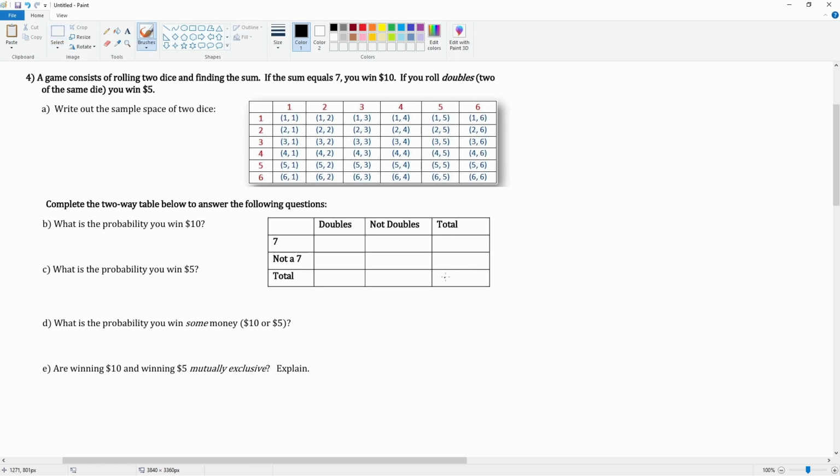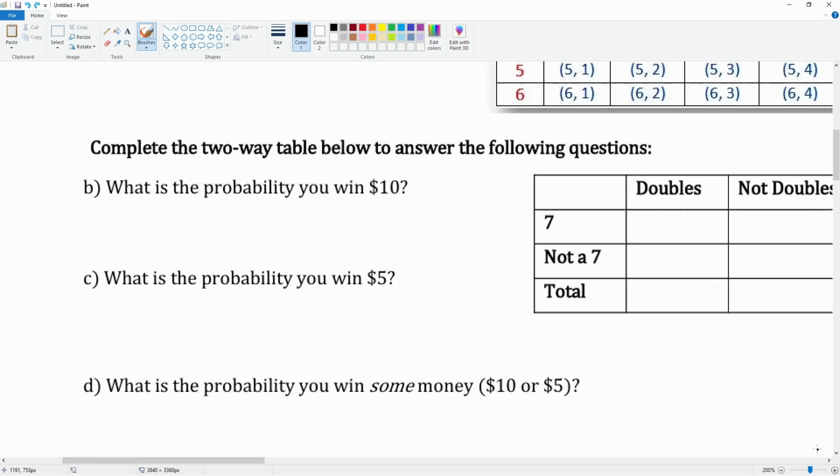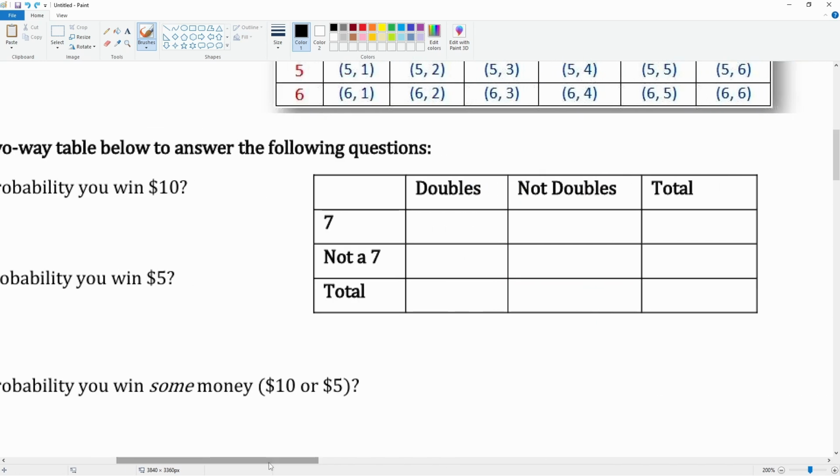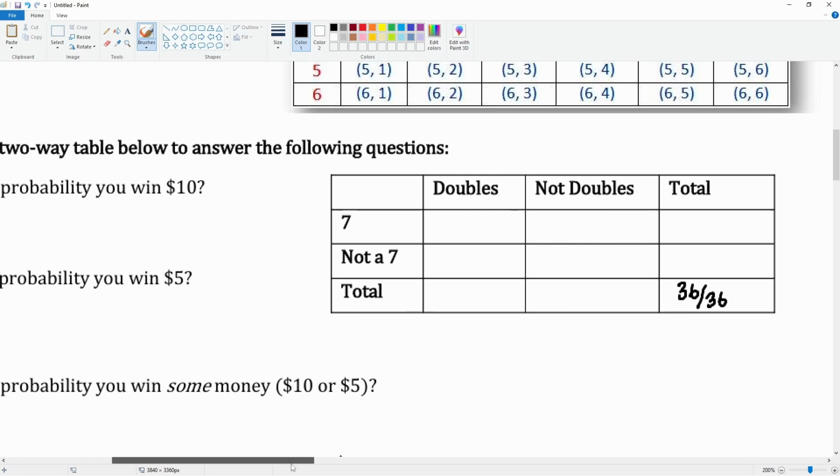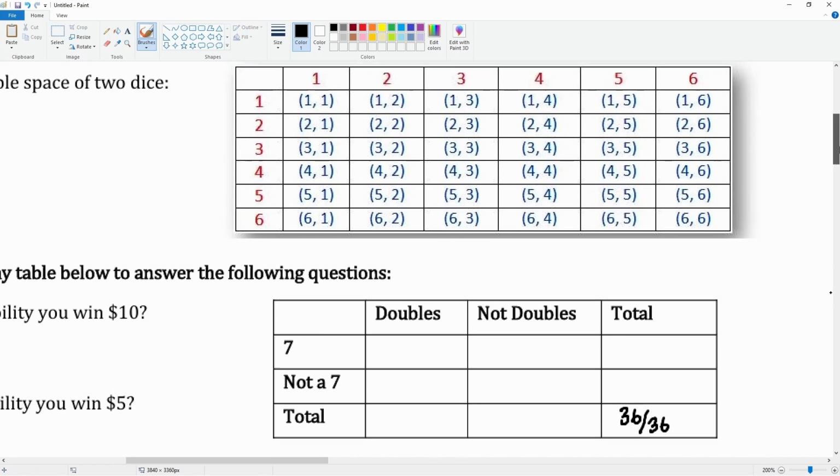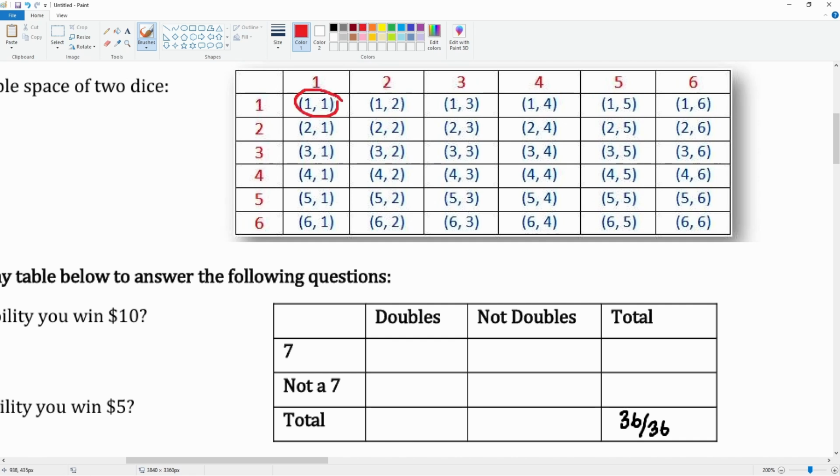So here is 36 out of 36, which is just the value of 1. Well, let's leave it in a fraction for the sake of this problem. 36 over 36, right? And then what's the chance of getting a double? So a double would be this: 1, 1, 2, 2, 3, 3, 4, 4, 5, 5, and 6, 6. So that would be 6 out of 36.